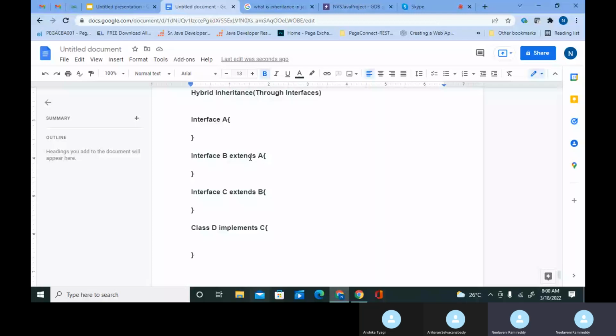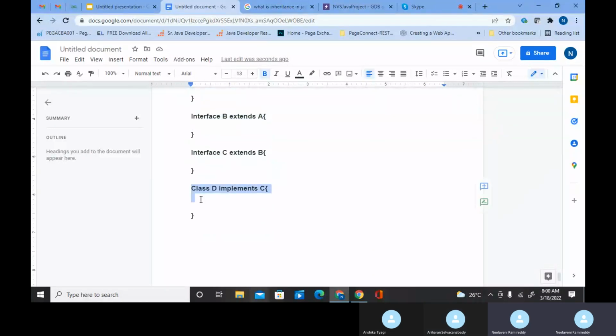Hybrid means what? A combination of more than one different thing, right? Yes, ma'am. So these are different combinations, different interfaces implemented in class D. And one more thing we can do here: we can implement more than one interface, and at one shot we can extend any one class also.